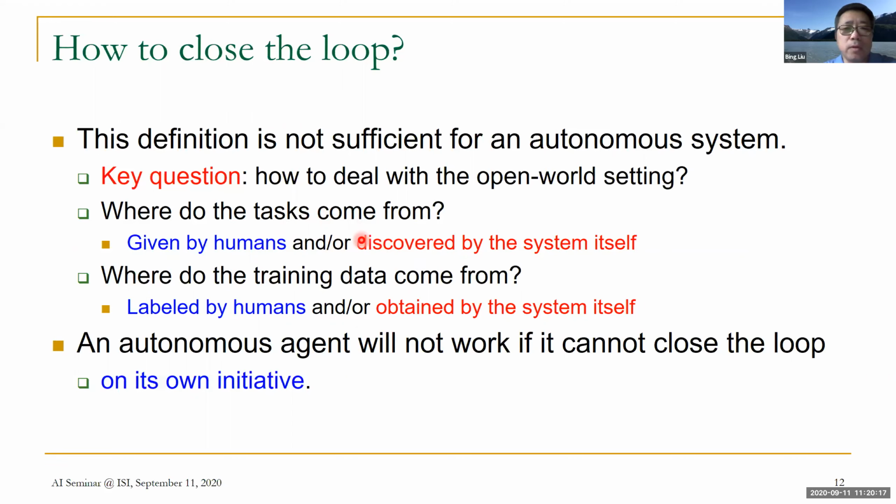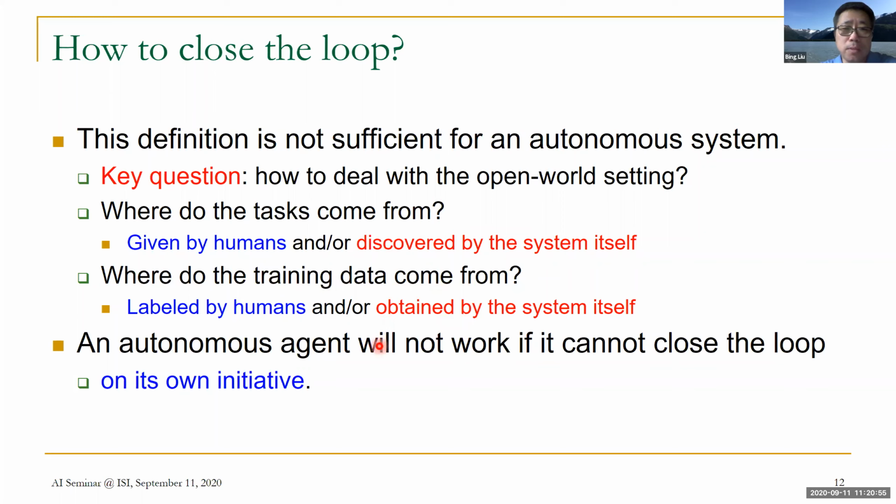And of course, even in the car examples, for example, this guy has learned how to recognize buses, pedestrians, and bicycles, but then suddenly a squirrel comes up, and what are you gonna do about it, okay? Where does the training data come from? Again, it possibly comes from humans, and of course, it's also possible to obtain by the system itself, through the system's active actions.